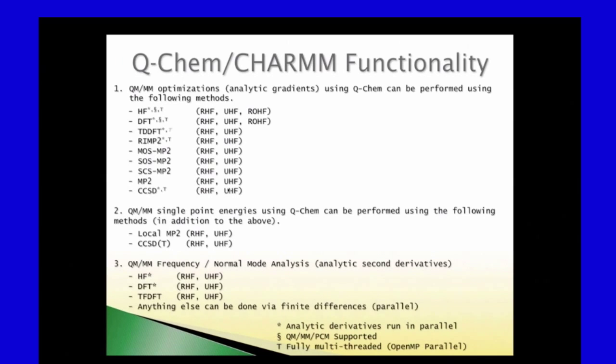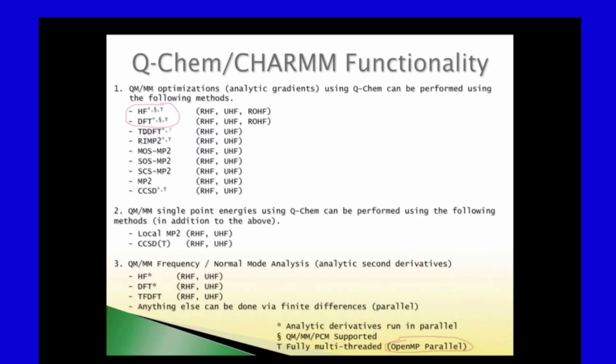So to finish up here, I want to give an overview of what functionality exists using these types of approaches. Especially with the release of 4.1, there have been some new things added that I think will dramatically improve the functionality. One being that there are now fully multi-threaded parallel calculations for Hartree-Fock and DFT.